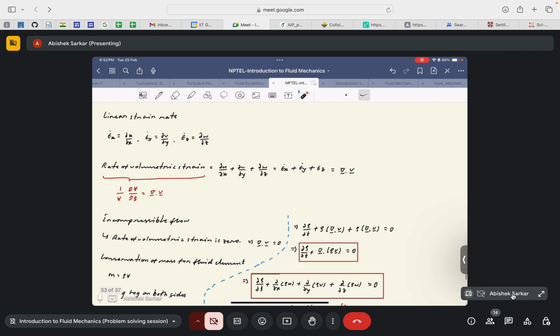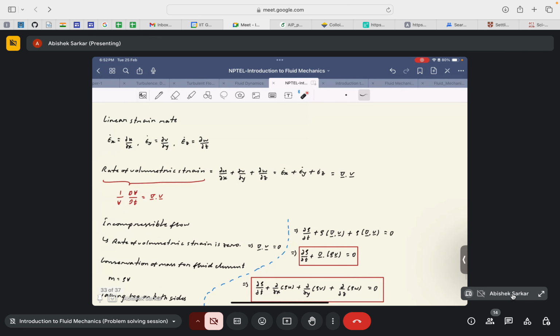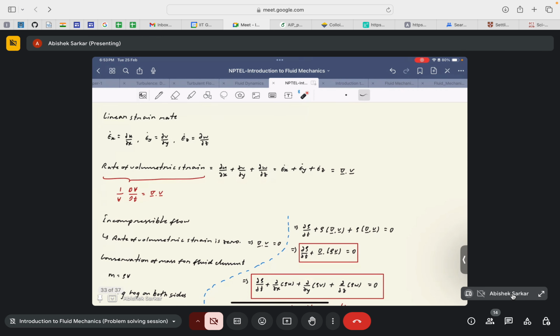Okay, similarly, when we look into it further, from the linear strain rates we can deduce the volumetric strain rate, or the rate of volumetric strain, which is given by dou u by dou x plus dou v by dou y plus dou w by dou z. So this is basically the sum of epsilon x dot plus epsilon y dot plus epsilon z dot. This can again be written as the divergence of the velocity field, given by nabla dot V.